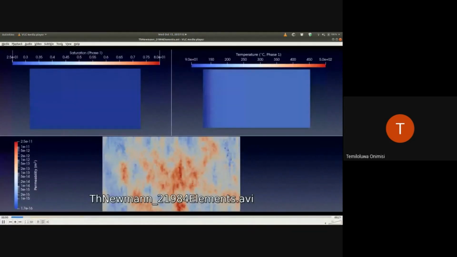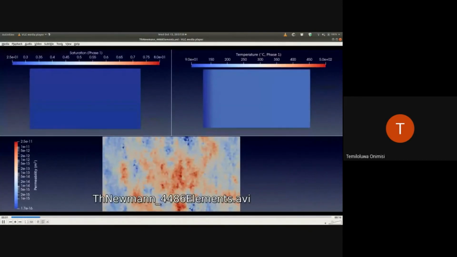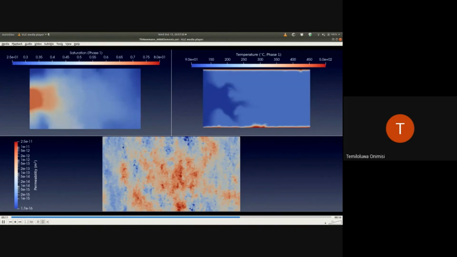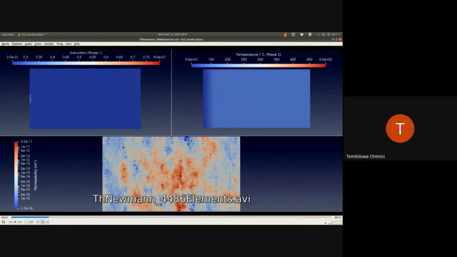Okay, so this is the example of our upscaled case here. This is actually using the low fidelity data in a coarse scale model. So we can see the permeability distribution here. Similarly, the saturation and then the temperature. Okay, the next slide, please.